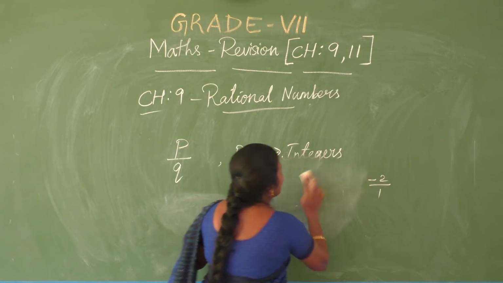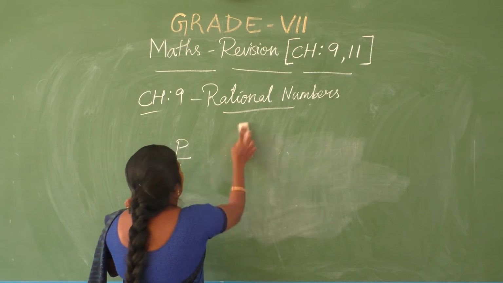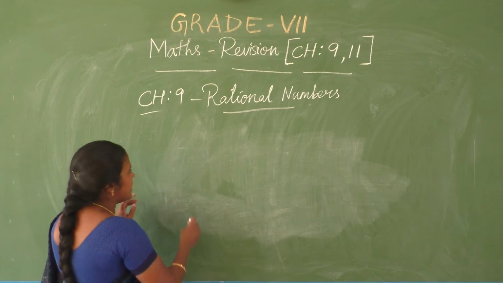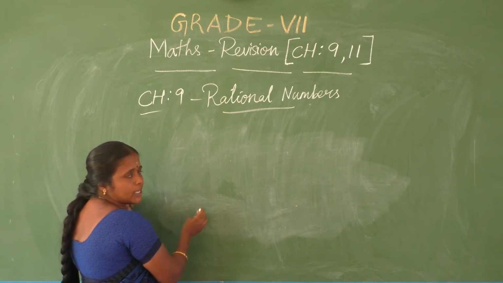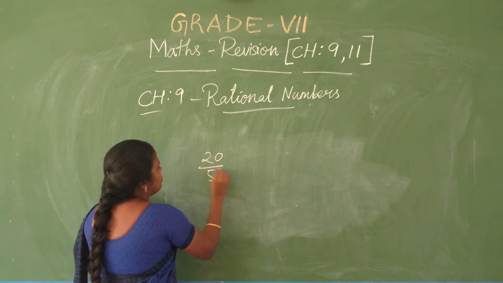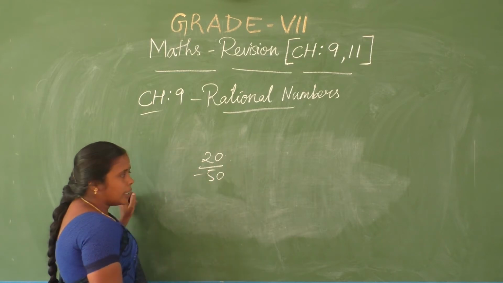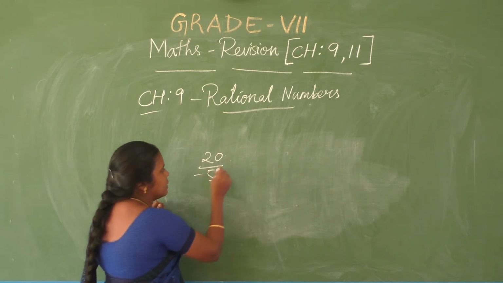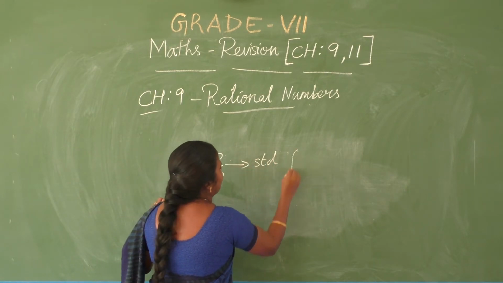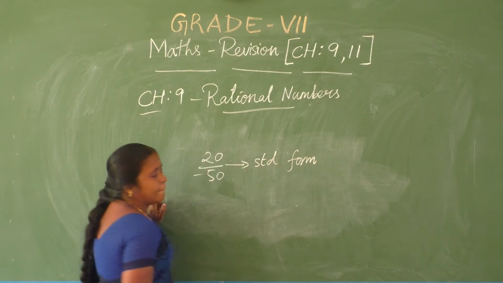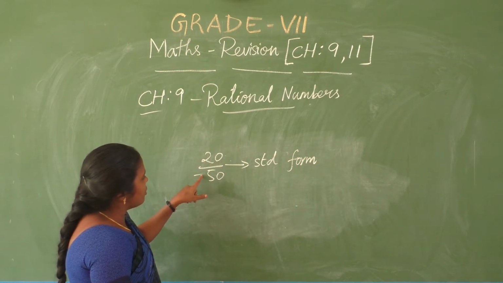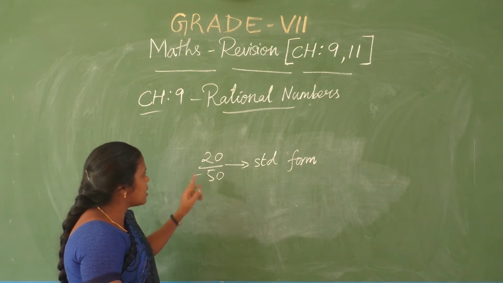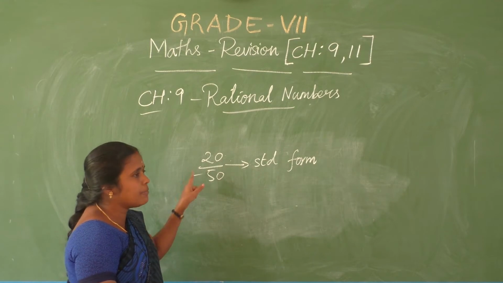Now, what is standard form? How do you write a rational number in standard form? Standard form has two conditions mentioned here. Take 20 by 50, for example, a negative rational number. How do you write this number in standard form? Standard form means it must first be expressed in simplest form. That means their common factor must be 1. HCF must be 1.